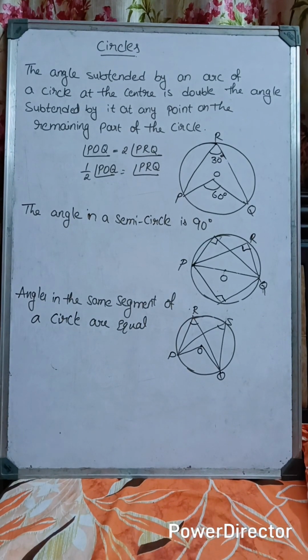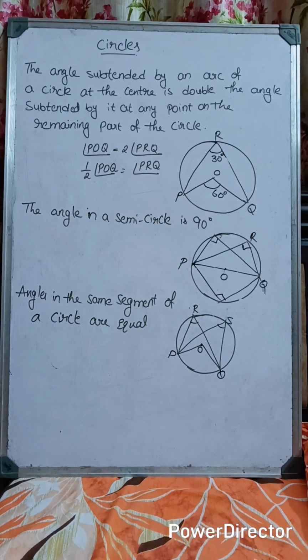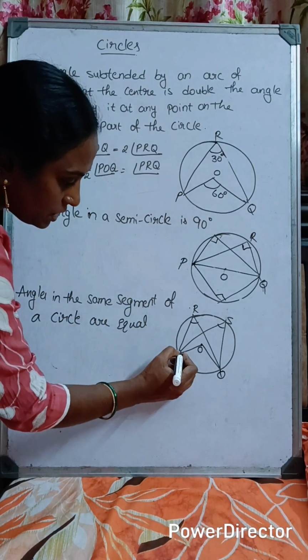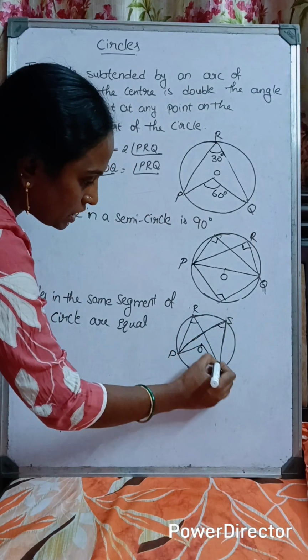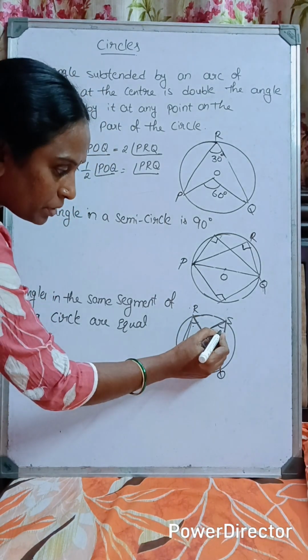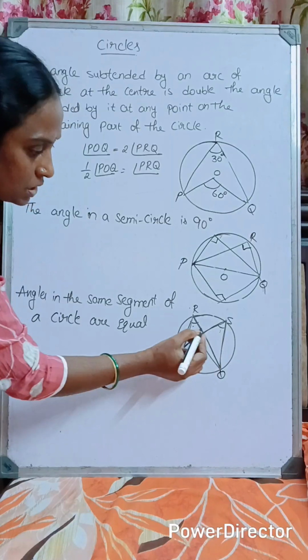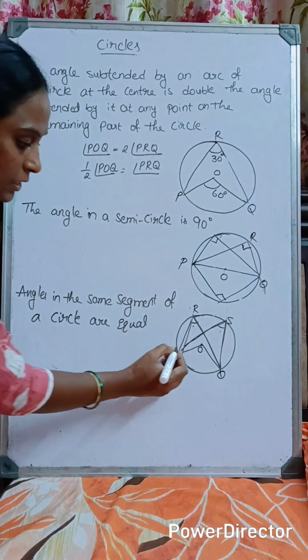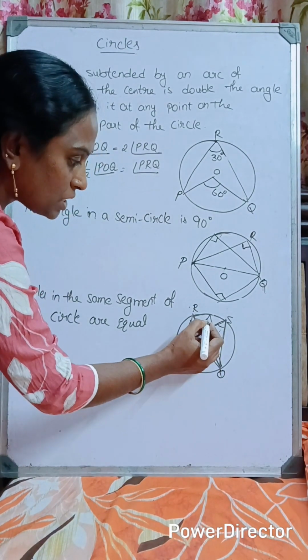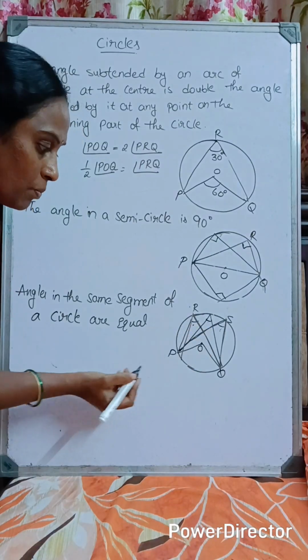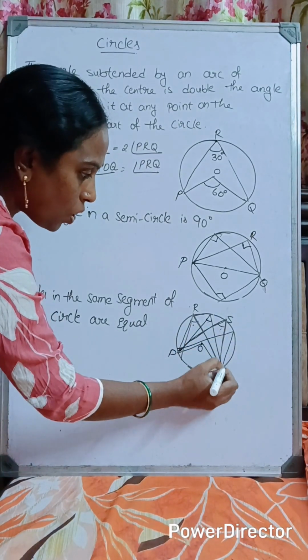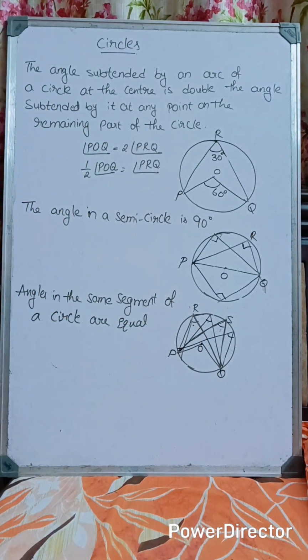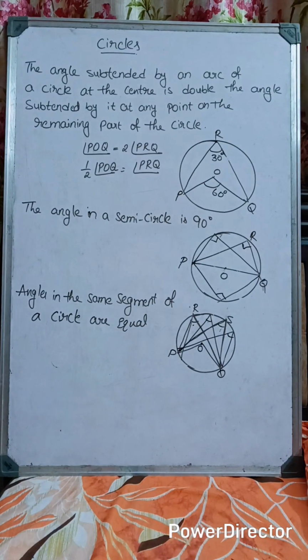Next one, angles in the same segment of a circle are equal. Angles in the same segment of a circle are always equal. Same segment means these two are in the same segment. That means if this is 60 degrees, then this also is 60 degrees, since the angles are in the same segment. So all these angles are always equal to each other. Angles in the same segment of a circle are equal.